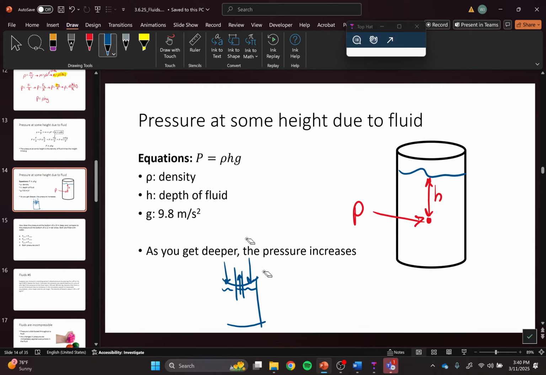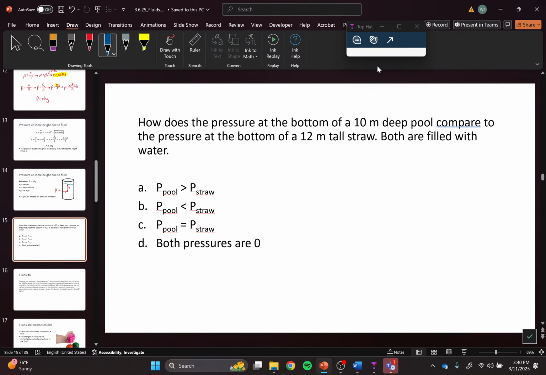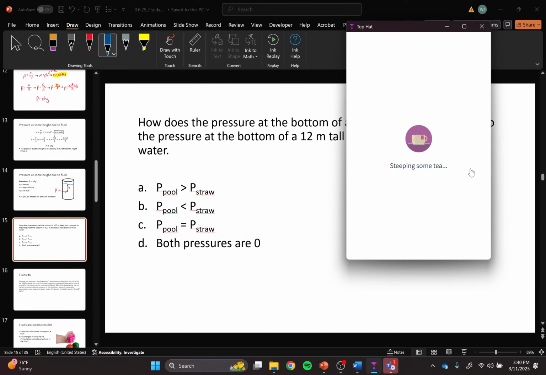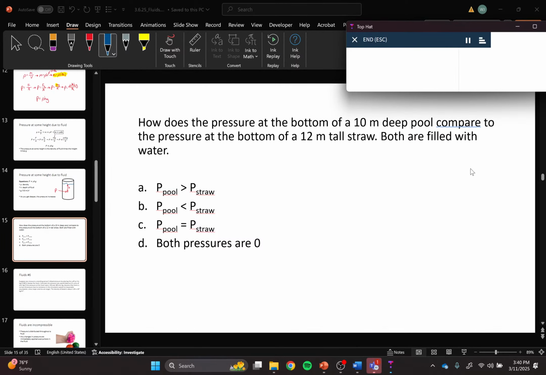Here's the question I do want you all to be able to answer. This is an important question. This is an important concept when it comes to fluids. How does the pressure at the bottom of a 10-meter deep pool compare to the pressure at the bottom of a 12-meter tall straw? Both are filled with water.